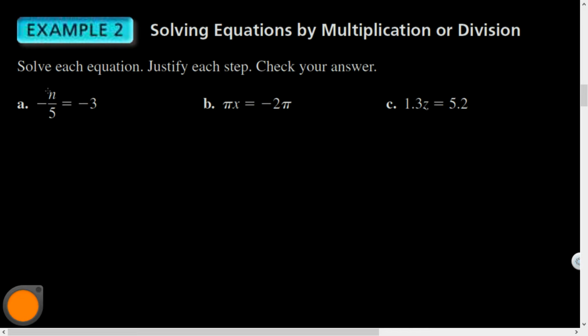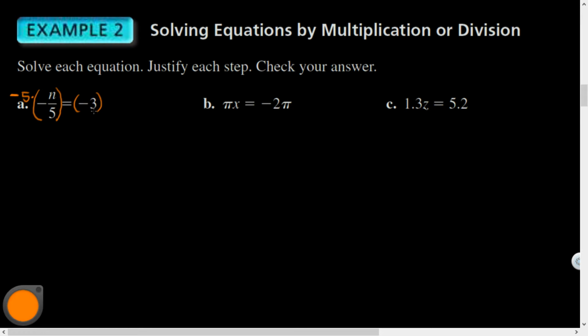What is happening to n over here? N is being divided by 5 and then multiplied by a negative, I guess. I could also imagine that as n being divided by negative 5. What's the inverse of division? What's the undoing of division? Multiplication. So if I multiply by 5, that would undo dividing by 5. And watch this, better yet, let's multiply by negative 5, because this minus sign and this minus sign are going to cancel out.